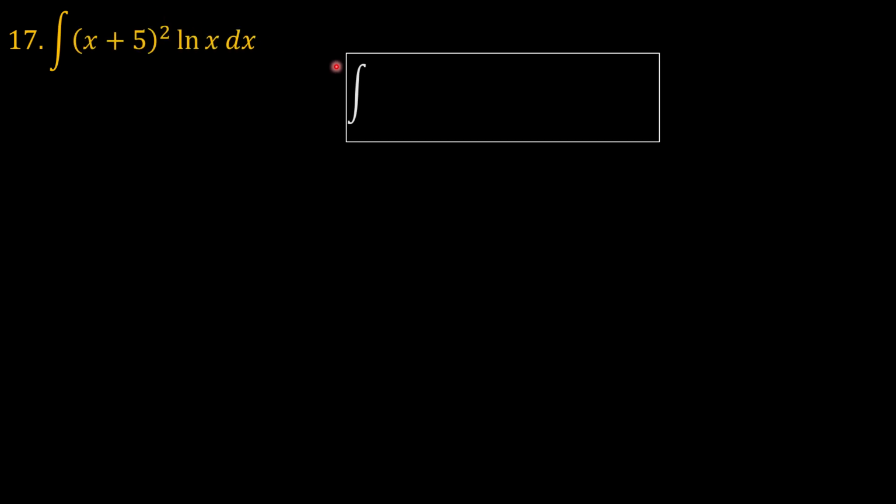On to problem number 17, the indefinite integral of (x+5)² times the natural logarithm of x. We use integration by parts again. The integral of the product of function v and the derivative of function u is the same as uv minus the integral of the function u times the derivative of function v.